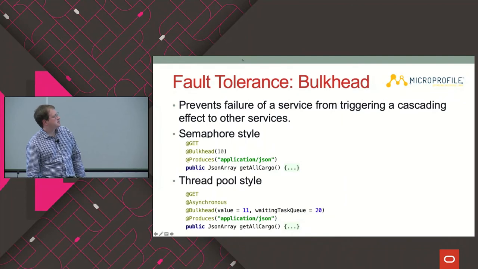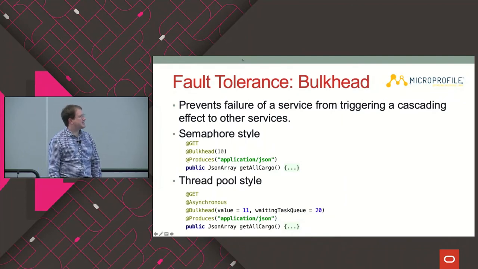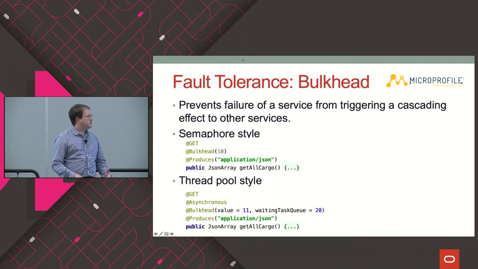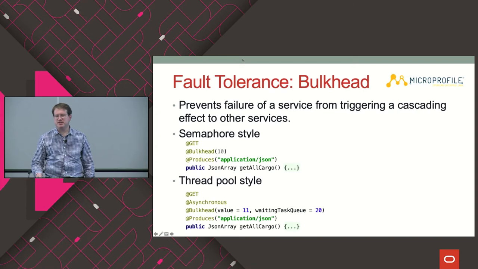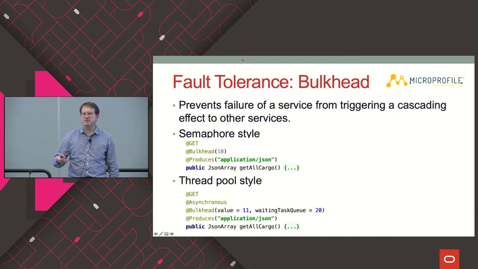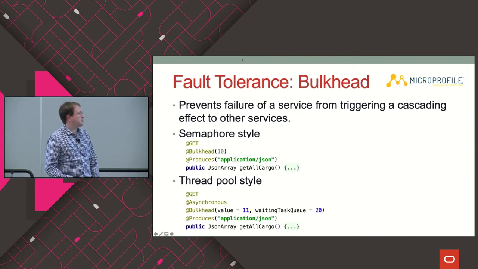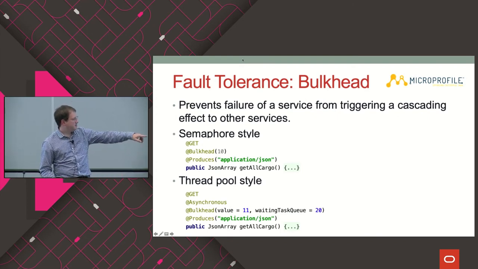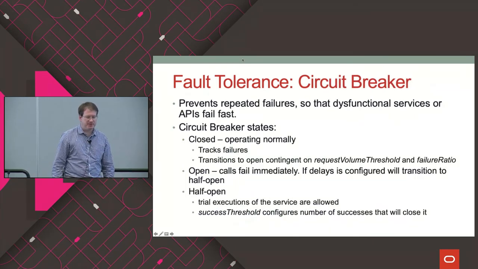Bulkhead prevents failure of a service from triggering a cascade effect to other services. So basically, it's a semaphore. This is controlling the number of concurrent executions. If you're writing stateless session beans, you have a pool of them, so you can only have 10 of them in memory at a given time or whatever. So this is limiting the number of instances that you have. There's semaphore and thread pool style. In the example down below, there's a waiting task queue of 20 that it holds on to.